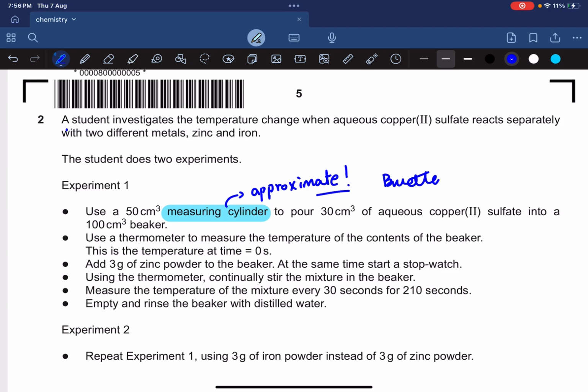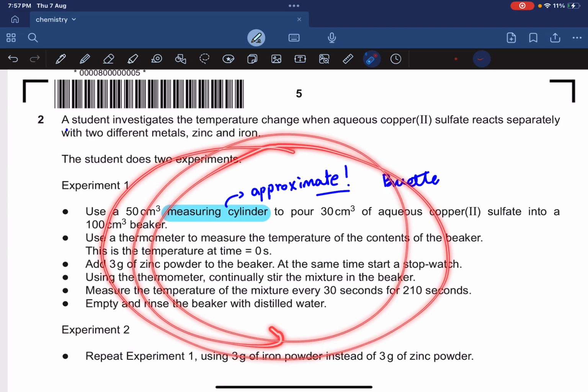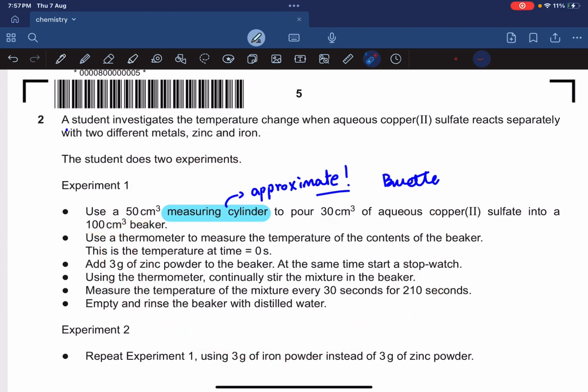Now listen. This 50 cm cube is just there to confuse you. You know why this 50 cm cube is written here? A 50 cm cube measuring cylinder to pour 30 cm cube is there to confuse those people who don't read this information and just look at the values 30, 50, 100. A 50 cm cube measuring cylinder simply means a measuring cylinder that has a max value of 50 cm cube. So don't be confused. Use a thermometer, and same goes here, a 100 cm cube beaker simply means a beaker with a max value of 100.